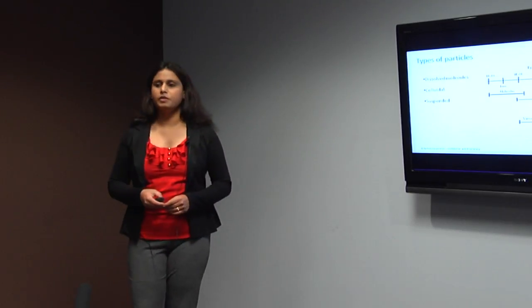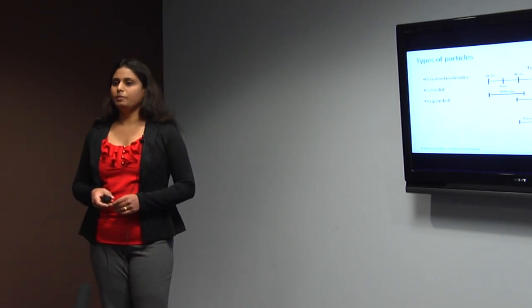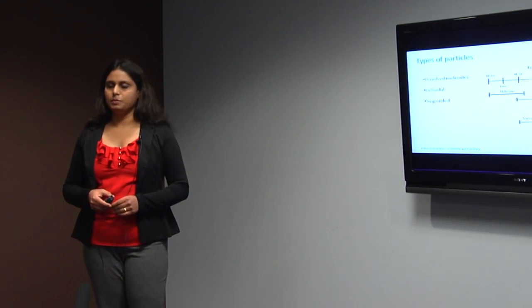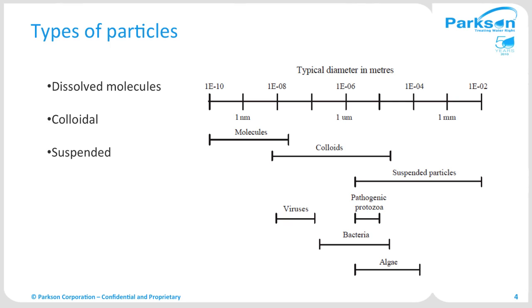There are three different types of particles in the water: dissolved particles, colloids, and suspended particles. The suspended particles usually range from large particles down to 10 micrometers, and colloidal particles range from 10 nanometers to 10 micrometers. And the dissolved molecules are dissolved in the water and they cannot be removed by physical chemical process.